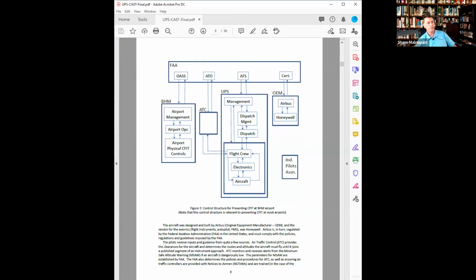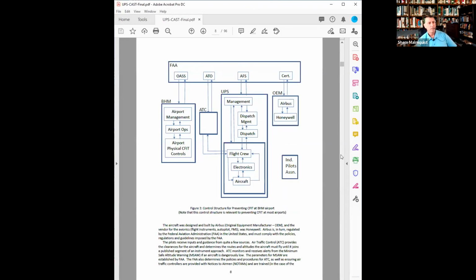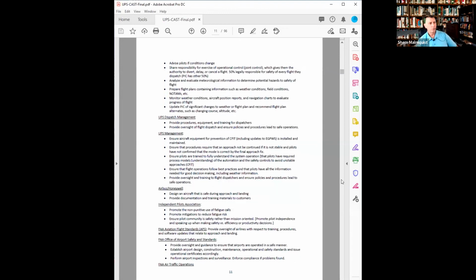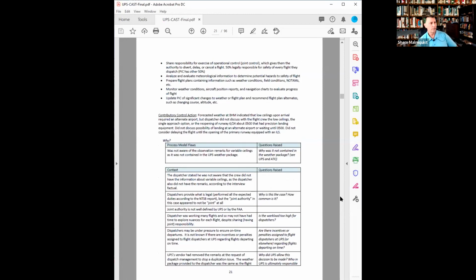All right, so if you can see, this is for a UPS accident, and we had the airport structure on one side, and then of course the airline, which is controlling down to the aircraft, and then we have the OEM on the right. Separately, we have the Independent Pilots Association, which was their union there. We worked through each of these sections independently, and then we pulled them together at the end. And this paper is on the website, so you can see it.